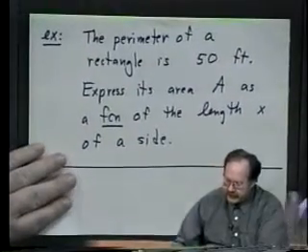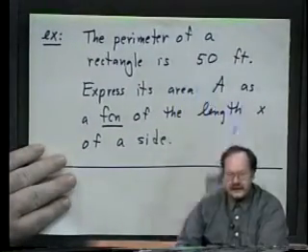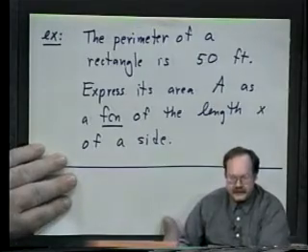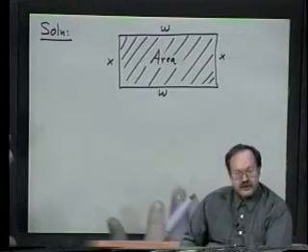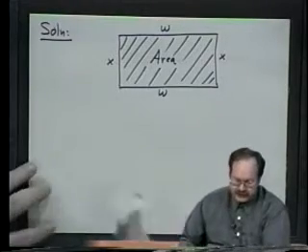Let's see. The perimeter of a rectangle is 50 feet. Let's translate that into a mathematical statement. That is the first thing we need to do in creating a mathematical model. Take the words, translate it into mathematics. Perimeter.